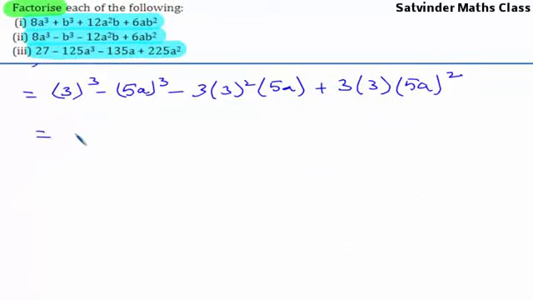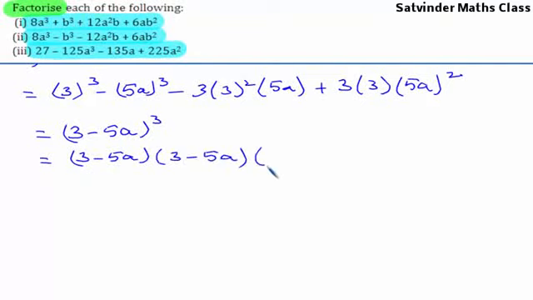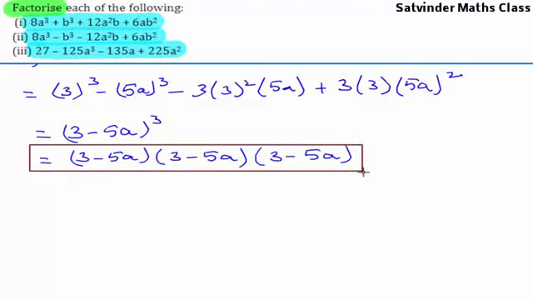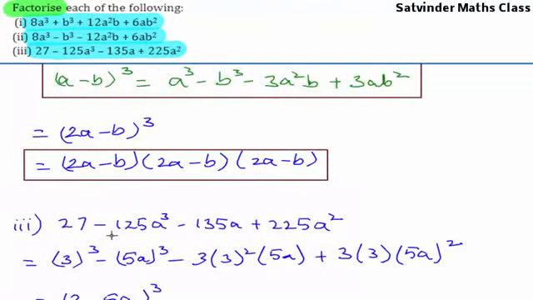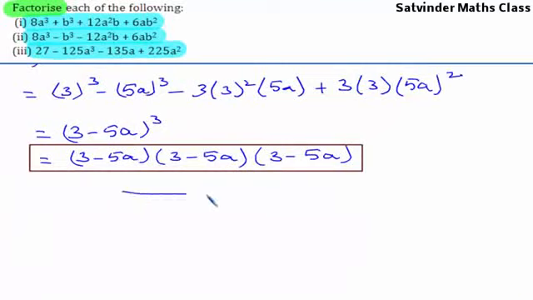This can be written as 3 minus 5a whole cube, which is equal to 3 minus 5a into 3 minus 5a into 3 minus 5a, which are the factors for the polynomial 27 minus 125a cube minus 135a plus 225a square. This completes the solution to this problem.